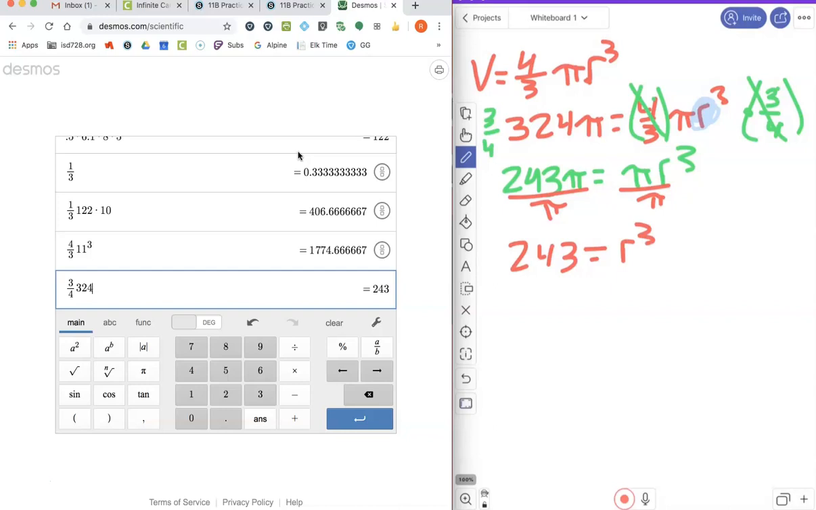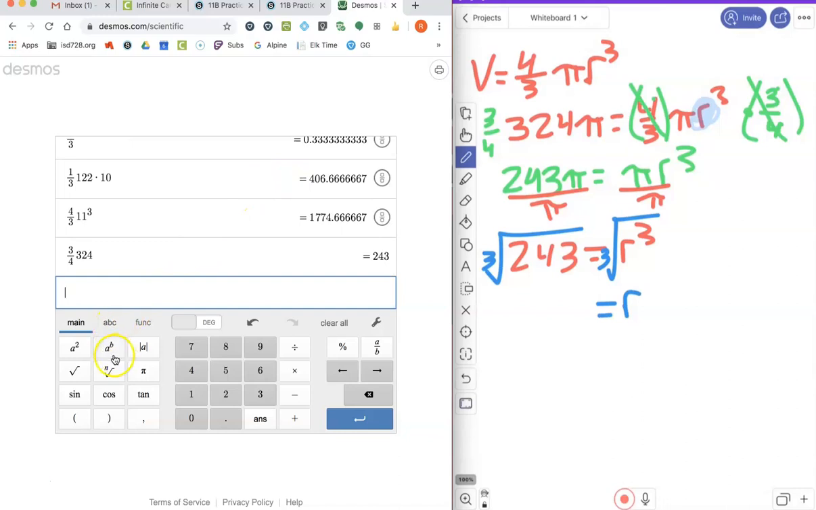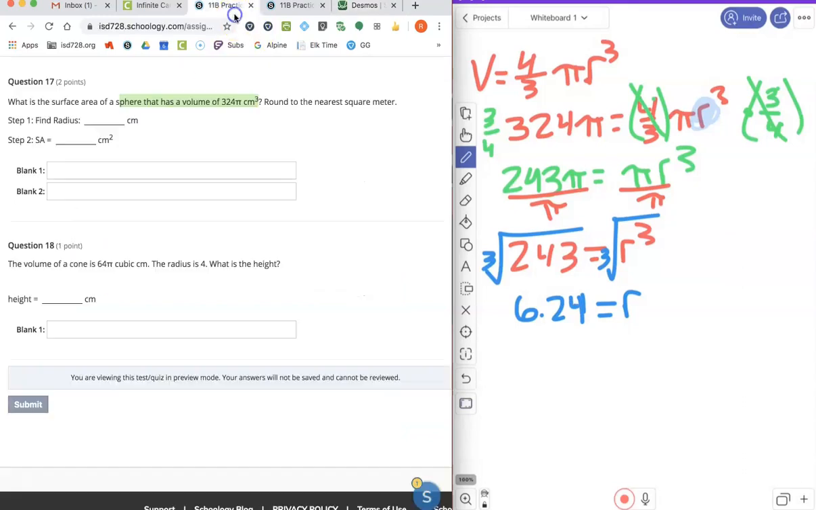So here's something that maybe you didn't know until we did it in the notes. The way that you get rid of an r cubed, kind of like getting rid of r squared, you would take the square root. We're going to take something called the cube root of each side. That's going to leave us with r on one side. And you can do a cube root on this calculator I have on Schoology. You just use this one with an n on it. So the cube root of 243. So we have 6.24 for our radius. Okay, so we know the answer to step 1, 6.24.